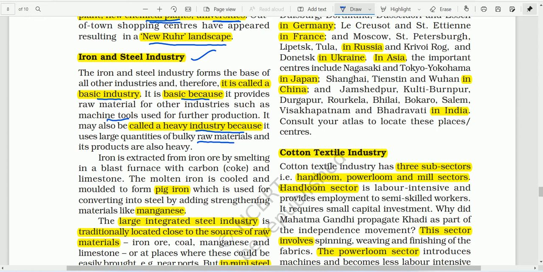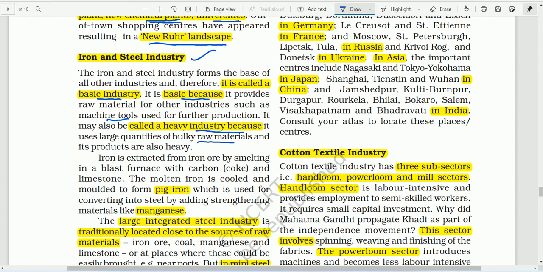It is also known as heavy industry because the raw materials used are heavy and bulky. For example, iron and coal are heavy and bulky commodities. The product, that is steel, is also heavy, and that is why it is also known as heavy industry.